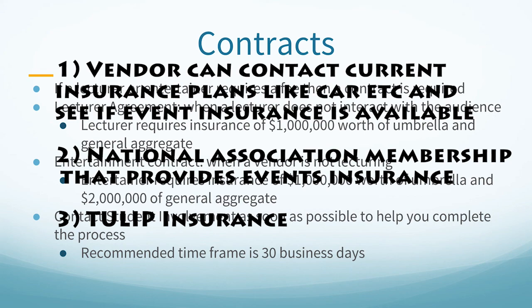The second option is to see if the vendor belongs to a national association or is affiliated with a larger governing body. There are some associations that can help provide insurance to a vendor. The last option, and one that is not recommended as it can be costly, is tulip insurance.